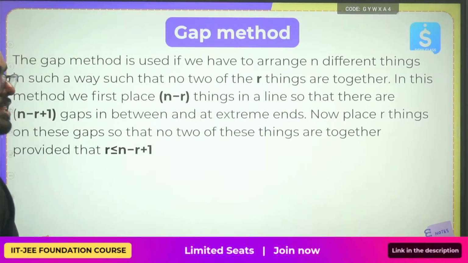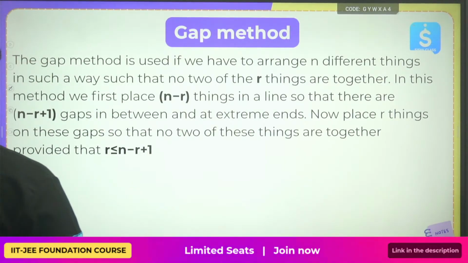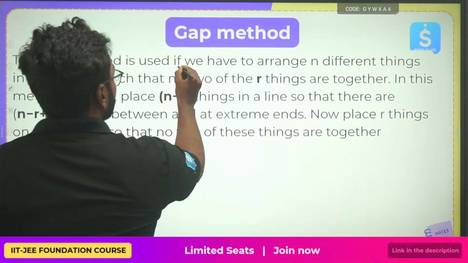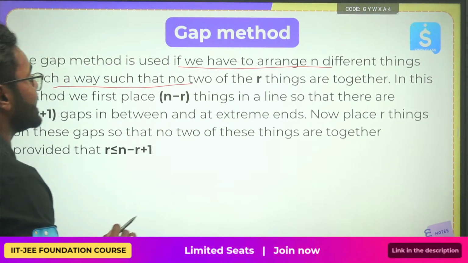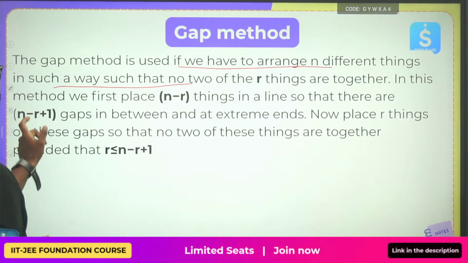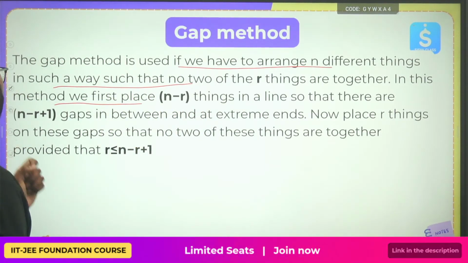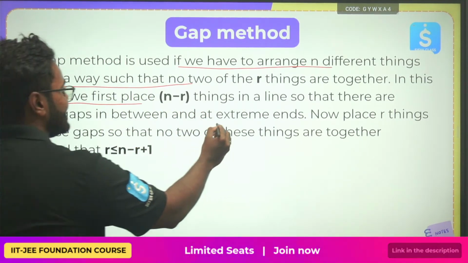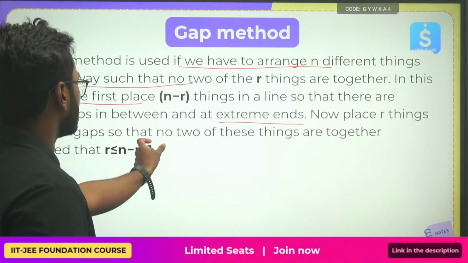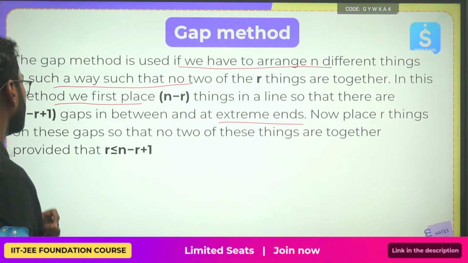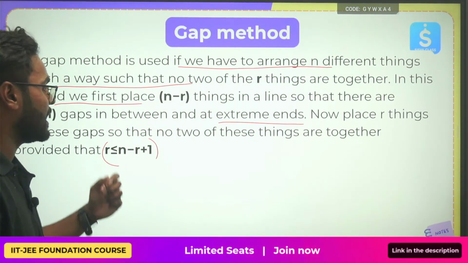Now coming to the gap method, friends. Let's learn what the gap method is. The gap method is used if we have to arrange n different things in such a way that no 2 things of the r things are together. In this method, we first place n minus r things in a line so that there are n minus r plus 1 gaps in between and at the extreme ends. Now place the r things in these gaps so that no 2 of these things are together, provided the condition r is less than or equal to n minus r plus 1.